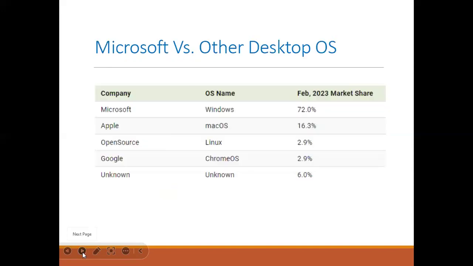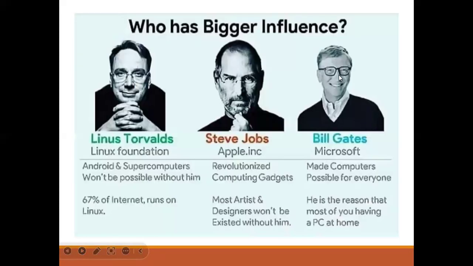Okay, now I have a story to tell you. If you look at the market, this is all about a desktop survey. Microsoft has 72% of the share, Apple macOS has 16.3%, and open source Linux 2.9%. These are only desktop operating systems, meaning people who use machines like laptops and computers for personal purposes, and 6%. So these are the three legendaries in the picture.